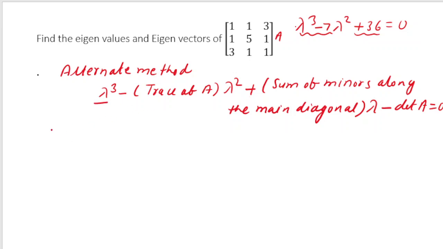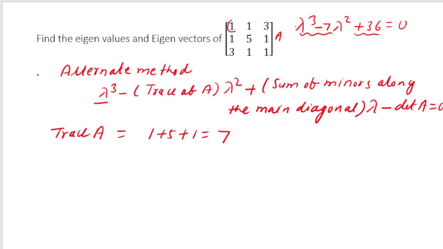So if I ask you what is trace of A, trace of A is very clear, that is 1 plus 5 plus 1, that is equal to 7. Okay. Next thing that I need to calculate is sum of minors along the main diagonal. So along the main diagonal there are three elements, 1, 5, 1.